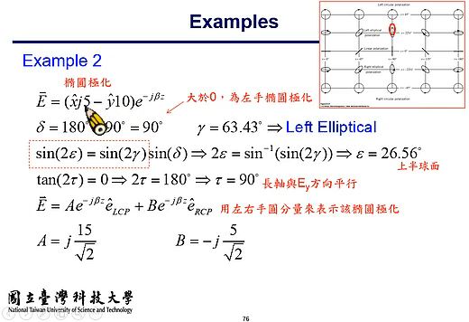Here is another example. The X component is j5, the Y component is -10. So the X component is 90 degrees, the Y component is 180 degrees. So delta, the difference in phase, is 90 degrees, and it's greater than 0. So we know it's a left-hand polarization. Gamma is 63 degrees as in the previous case. So it's elliptical polarization, because delta is not 0 or 90 degrees.